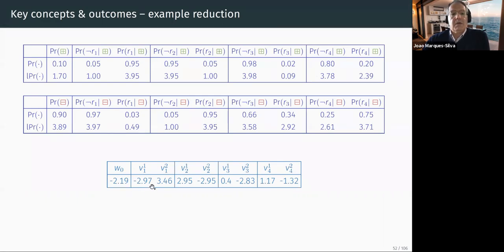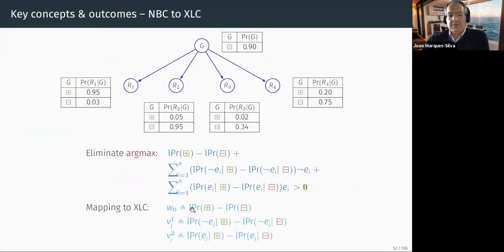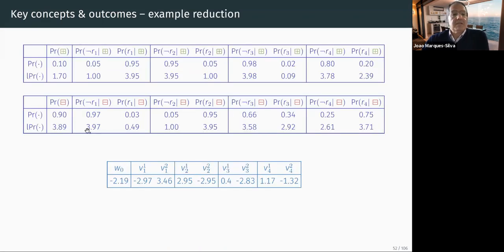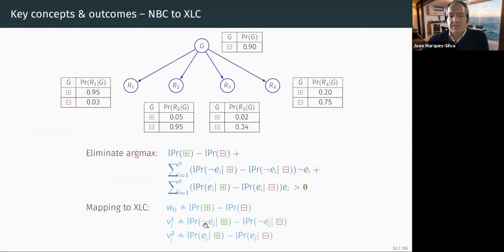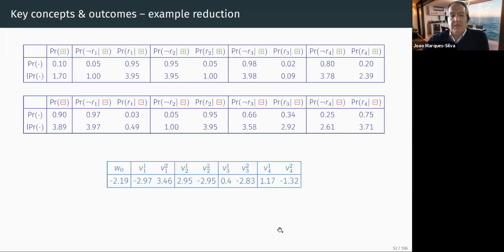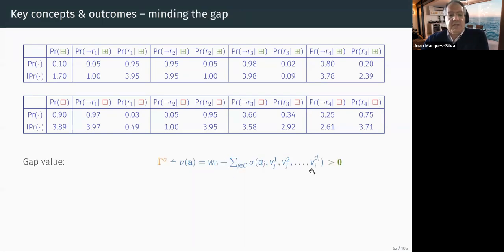Okay. So for example, W0, let me go back. W0 is going to be the difference between the log probability of plus and the log probability of minus. So I have here the log probability of plus minus the log probability of minus, and I'm going to get this value. And so on and so on. Of course, some of the other ones are a little bit more complicated, but they are just differences anyway. So I have them here, I just have to compute them, okay? And so now I have an extended linear classifier.